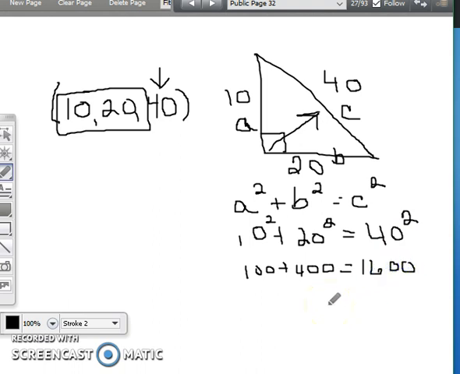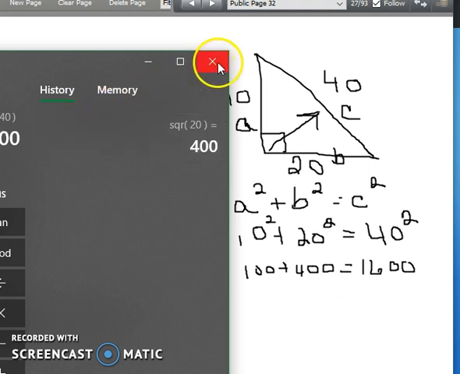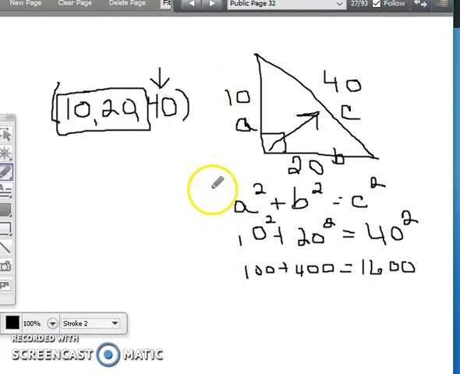So let's add those all. Is it 1600? Let me just check. Let me check all my numbers. I know 10 squared is 100. 20 squared is 400. And 40 squared is 1600. So I'm not off. I just don't know why I knew that so quickly. Alright, so 100 plus 400 is 500. Did that equal 1600?